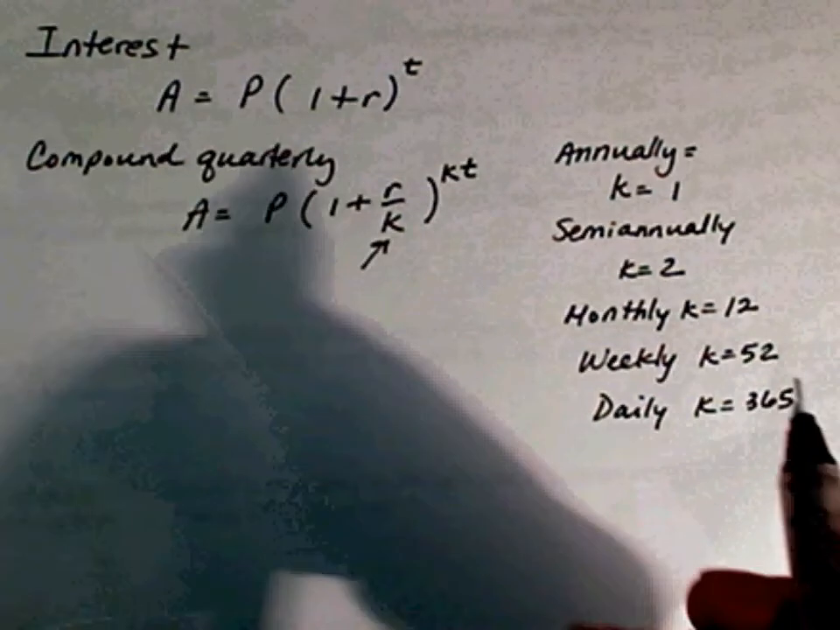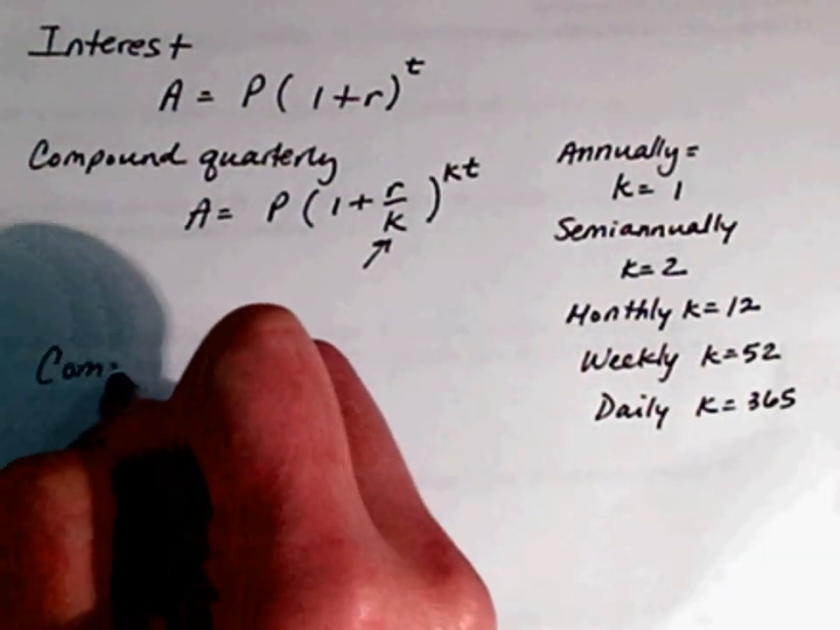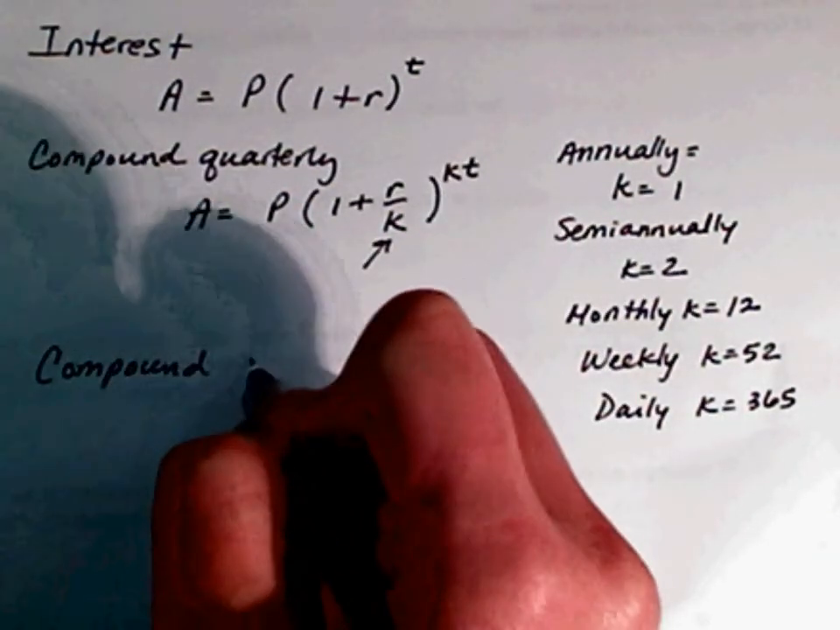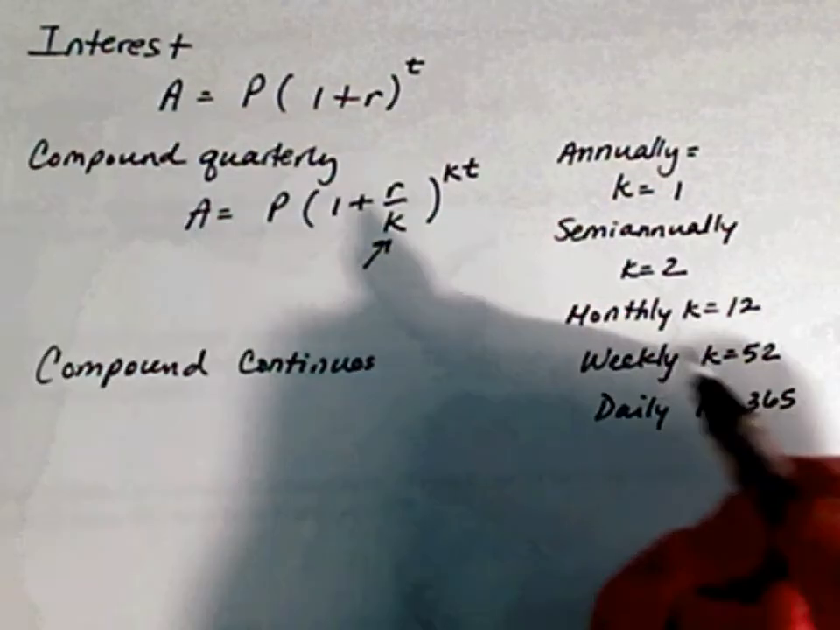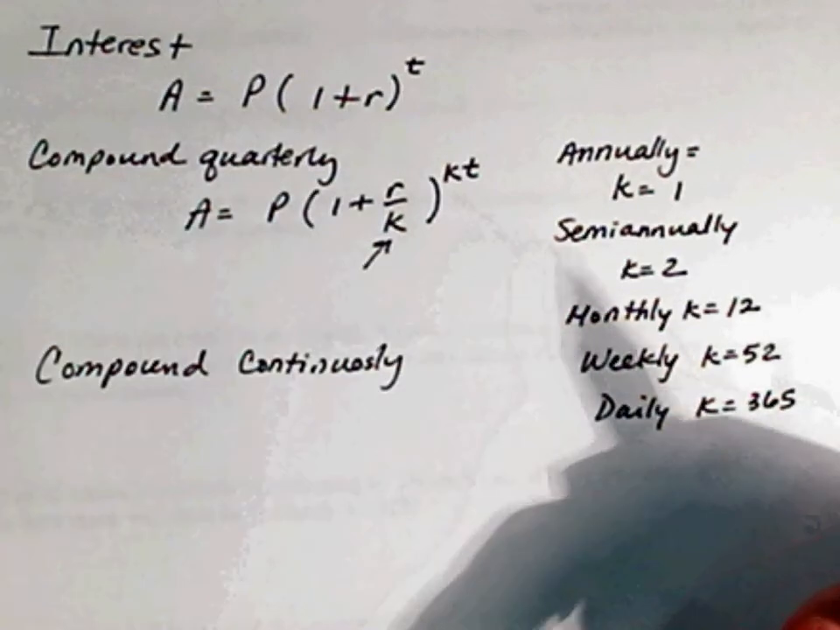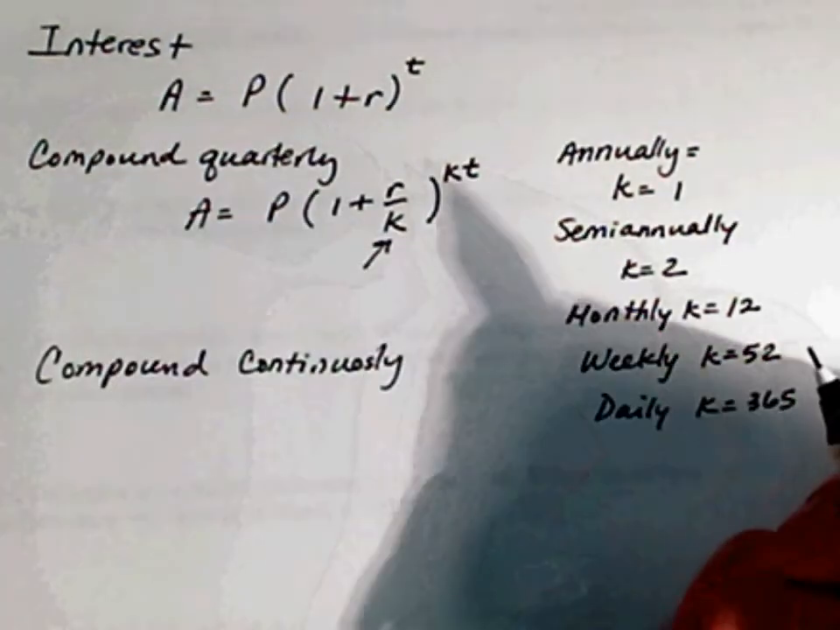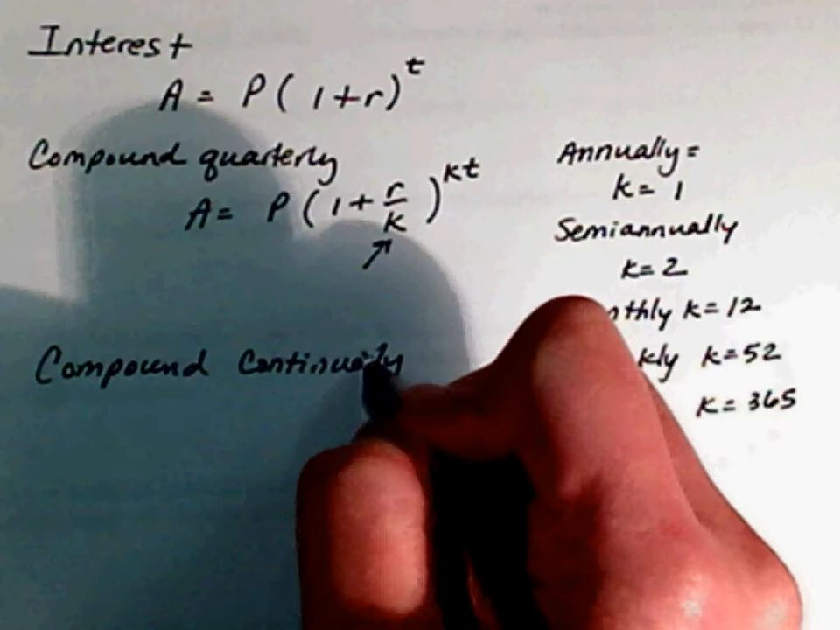Now, if it mentions the word compound continuously, such as in a radioactive decay, okay? I feel like I misspelled continuously. C-O-N-T-N, I think there's another U there.